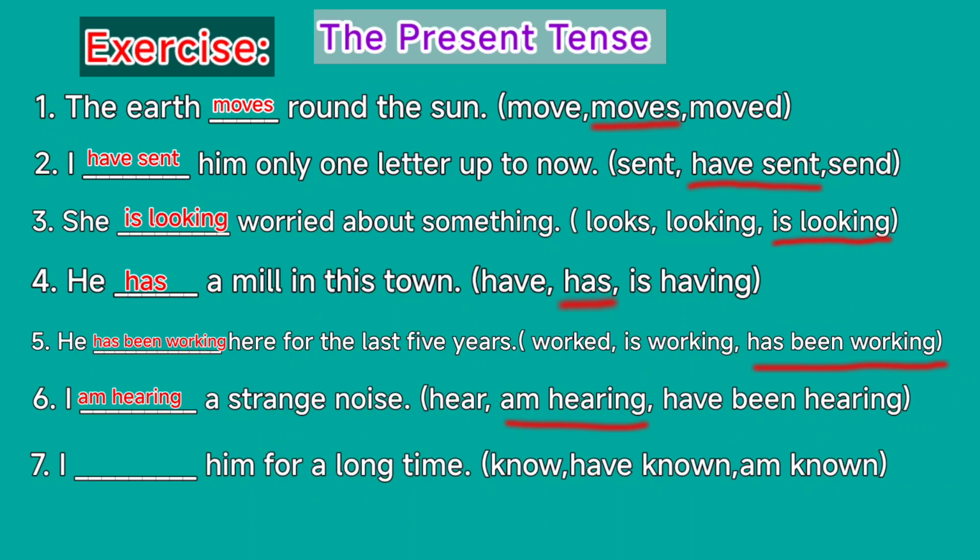I dash him for a long time. Already this sentence I said in the explanation, something that happened earlier but the impact is still there. The acquaintance is still there. There we can use present perfect tense. So we use here present perfect tense. I have known him for a long time.